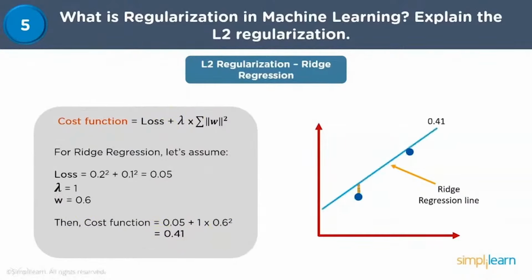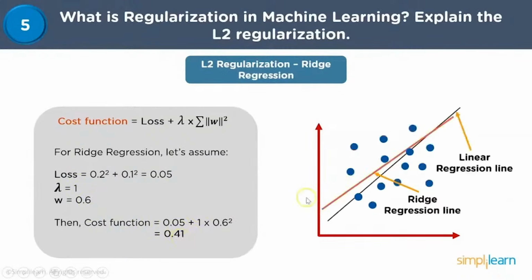Now moving ahead, let's consider another situation where we'll calculate the same cost function for the ridge regression line. There is some loss for both the points as they are not on the same line. So here you can see the sum of squared residuals is 0.05, which is the sum of 0.2 squared and, I'm assuming, 0.1 squared for this one. So if you square both and add them, the value is 0.05. Lambda is again 1 and w we have assumed to be 0.6. Now if you find the cost function, the value is 0.41.